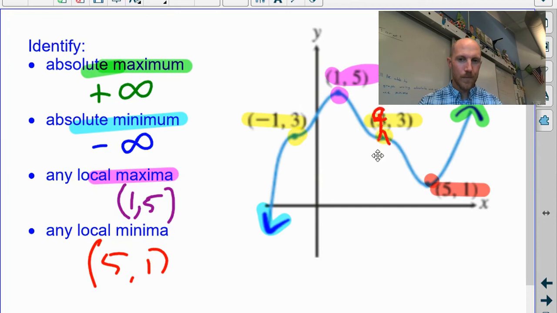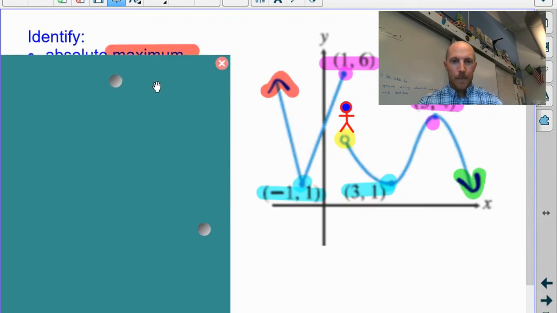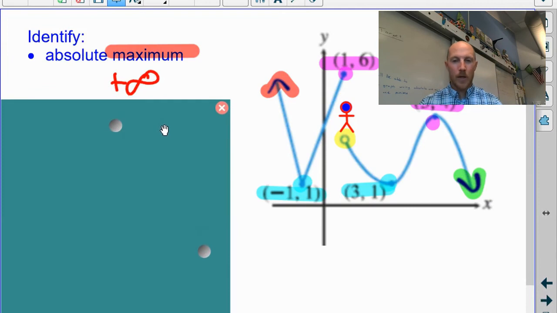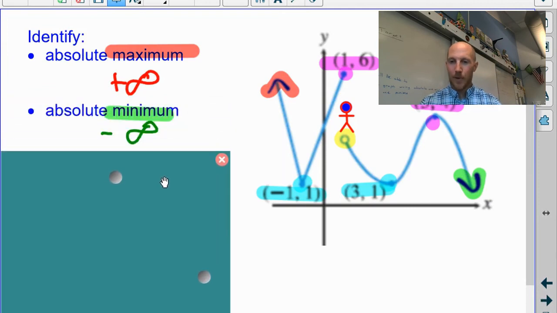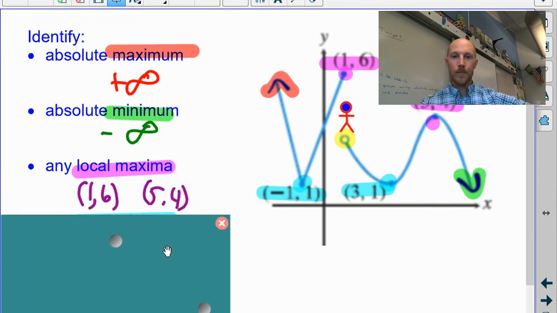Same thing over here, right? So graph walkers are your friends. Use them to help figure things out. All right, another one. Absolute maximum, infinitely high, positive infinity. Absolute minimum is negative infinity. Local maxima, there are two of them at (1, 6) and (5, 4).